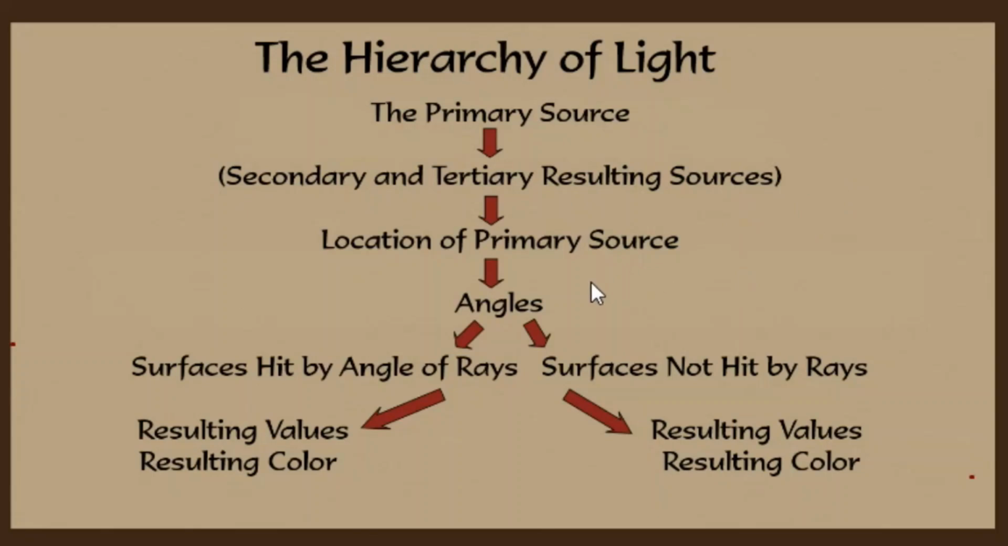But the big thing there is the location of that primary light source and how it creates angles because of the angles of the light rays. It creates the actual shapes of light and the actual shapes of shadow that we show in our paintings. And also, where it's located, how those light rays hit the surfaces will determine the resulting values and the resulting colors in both the light and the shadow.